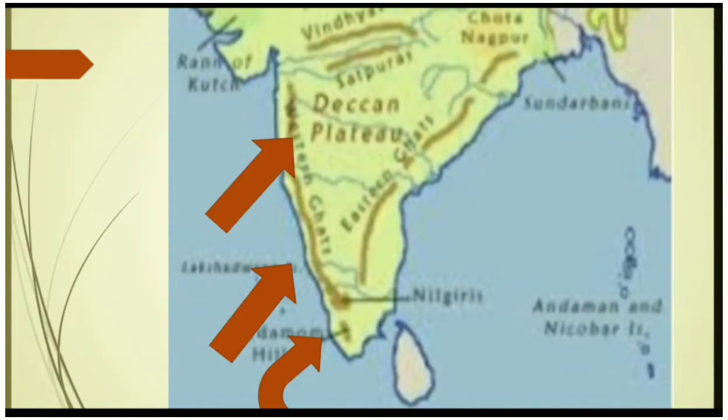Now the area of Western Ghat receives more rainfall, which means what? The western slopes of Western Ghat receive more rainfall as compared to the eastern slopes of Western Ghat. Why? Because this is the windward side, so it receives more rainfall, and the eastern slope is on the leeward side, so it receives less rainfall.